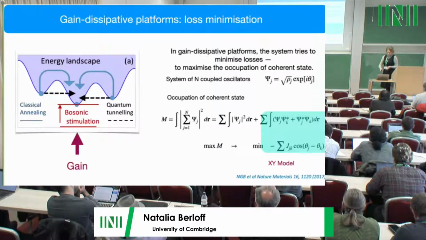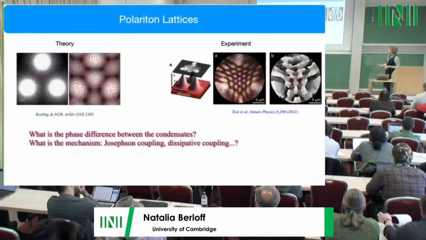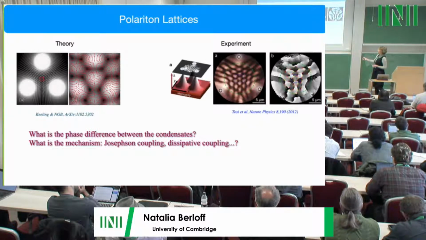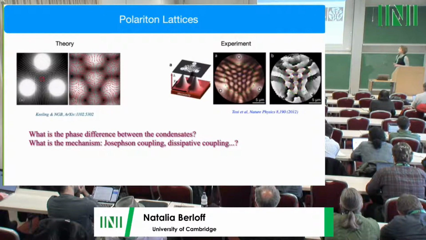So that was the first question: how do the condensates actually know what phase difference to establish when the characteristic width of the condensate is about 2 microns and you place them at large distances of hundreds of microns.